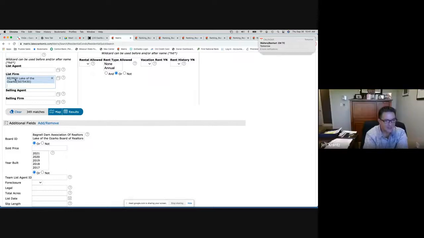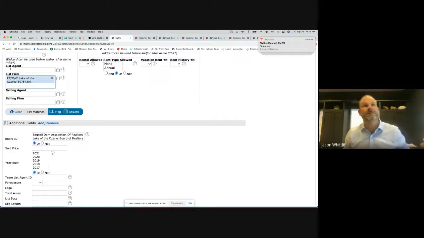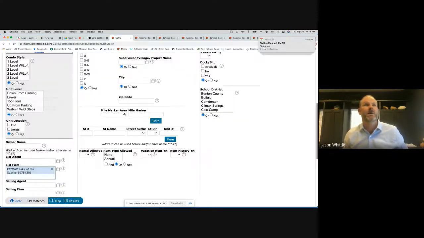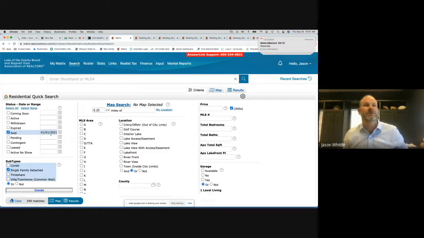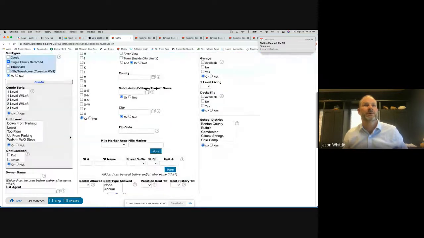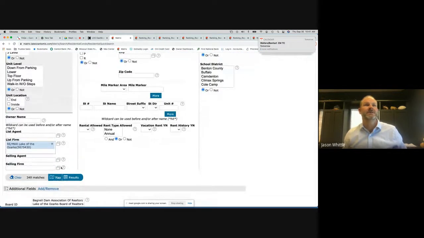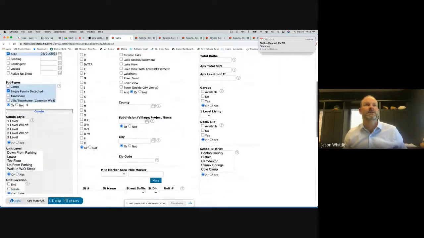So that's us. If you ever want to find yourself, you can put listing agent, or if you want to find somebody else, you can put that in, but this is just our company. So that's list firm. We're going to find out how many we've sold. So we put in the dates. You can see that this is single family homes. Say you want to take that off, or see, let's just do single family homes.